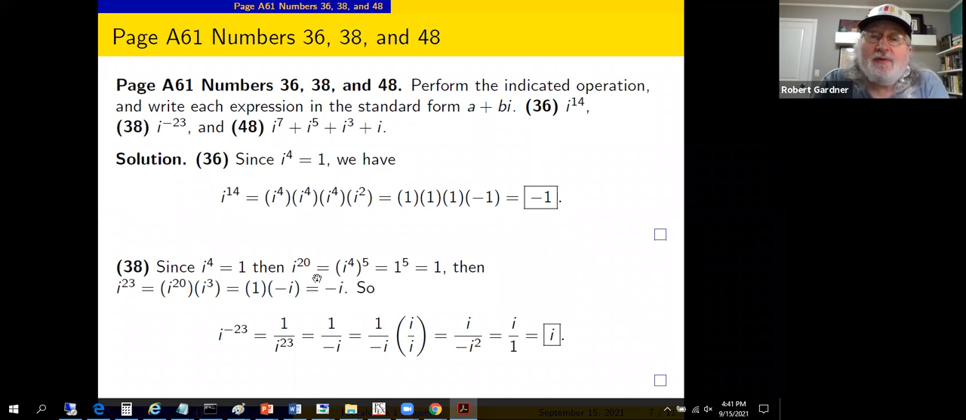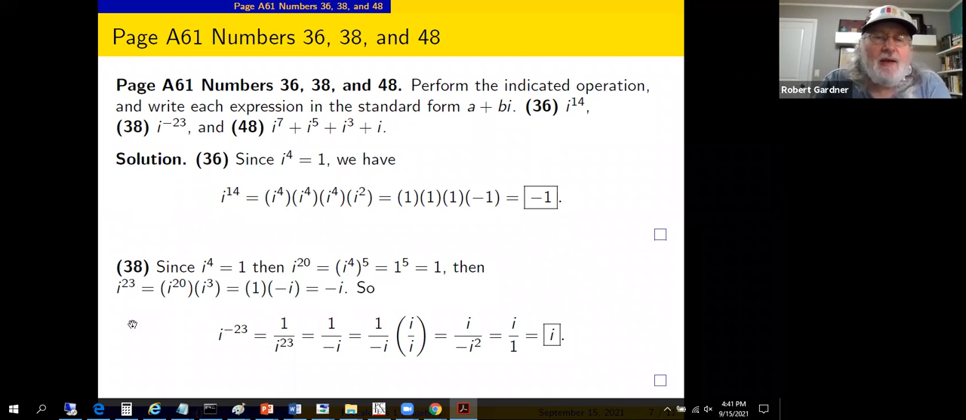i to the 20th, that'd be i to the 4th to the 5th power. Multiplication of exponents in this setting works just like with real numbers. i to the 4th is 1, so that'll give you 1 to the 5th. It gives you 1 out. Whenever you have a multiple of 4 as the exponent, you're going to get 1 out.